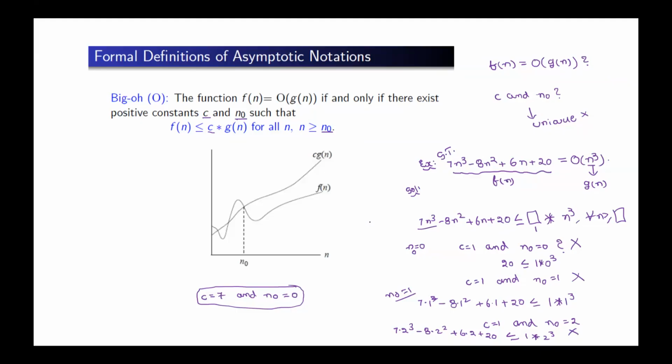No, this also fails. If I take n naught equal to 0, 7 into 0 cube minus 8 into 0 square plus 6 into 0 plus 20 is less than or equal to 7 into 0 cube. No. I think here 20 is there, that's why I need to increase the n naught value. So c equal to 7 and n naught equal to 4, if I take 4, whether it works.